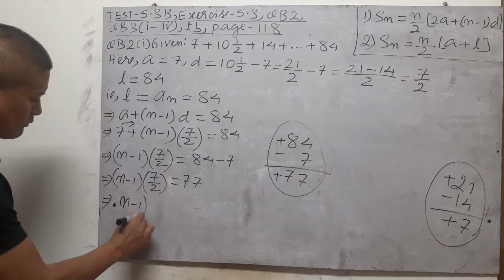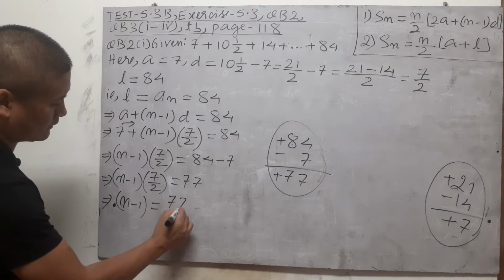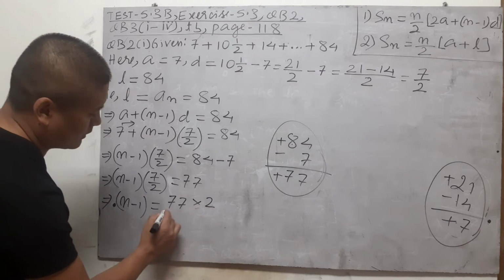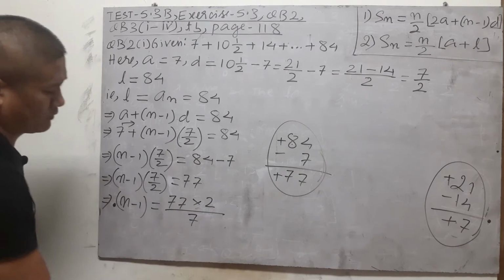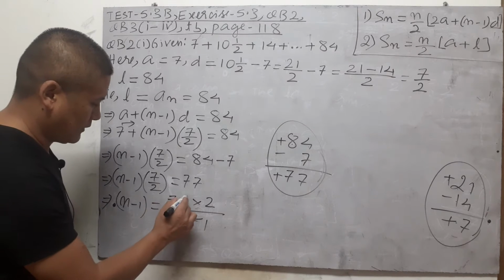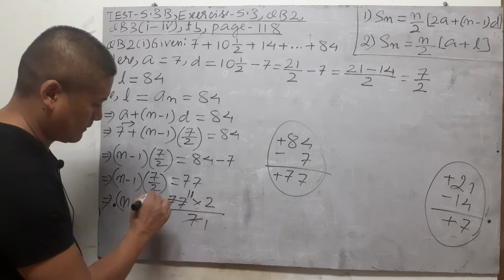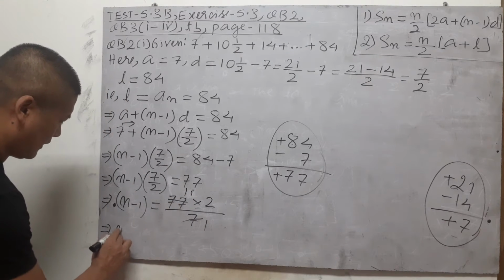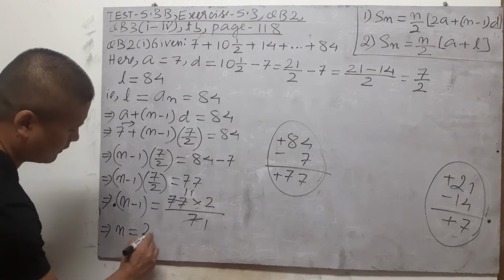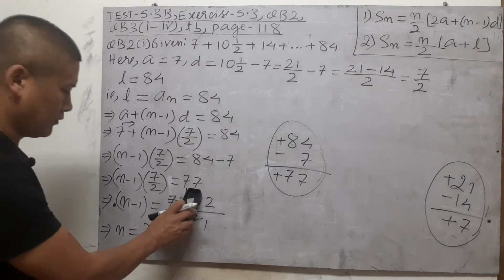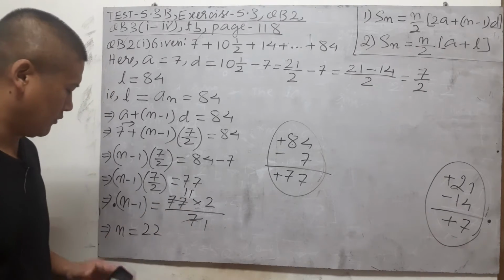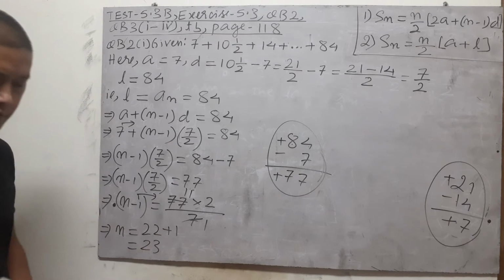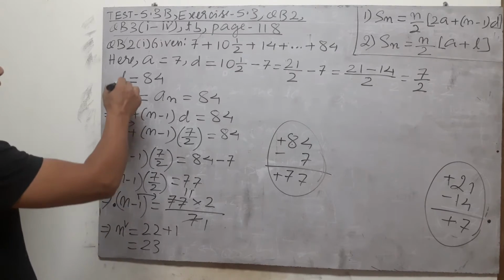So that gives you (n minus 1) into 7 by 2 equal to 77. If we shift 7 by 2 to the right side, the 2 will go up and the 7 will come down. We have 7 ones are 7, 7 elevens are 77. So after cancelling, we get n minus 1 equal to 11 into 2, which is 22, and 22 divided by 1 is 22 only. Now let's shift this minus 1 to the right side, it becomes plus 1. So the n value we also got.